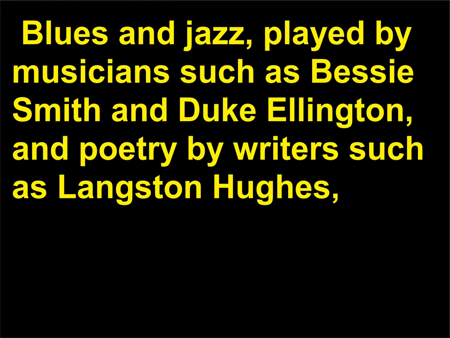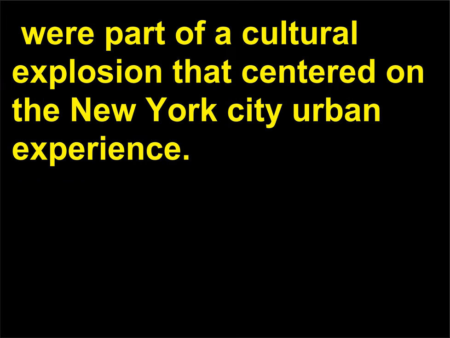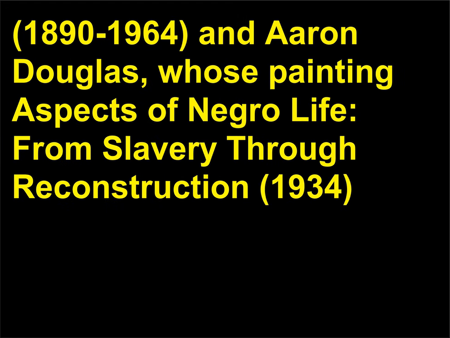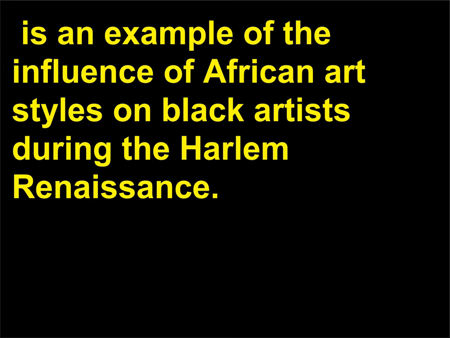Blues and jazz, played by musicians such as Bessie Smith and Duke Ellington, and poetry by writers such as Langston Hughes, were part of a cultural explosion that centered on the New York City urban experience. Visual artists, including the photographer James Van Der Zee, and painters Palmer Hayden, 1890-1964, and Aaron Douglas, whose painting Aspects of Negro Life, From Slavery Through Reconstruction, 1934, is an example of the influence of African art styles on black artists during the Harlem Renaissance.